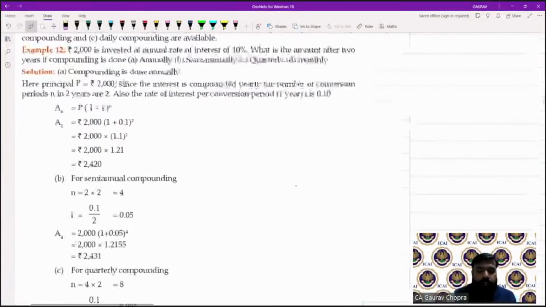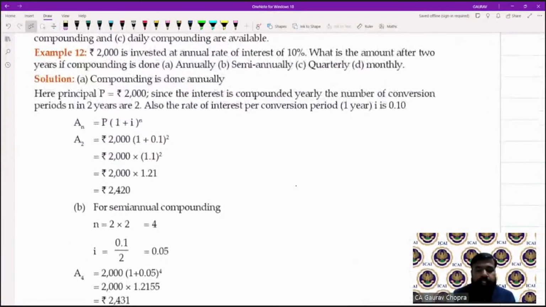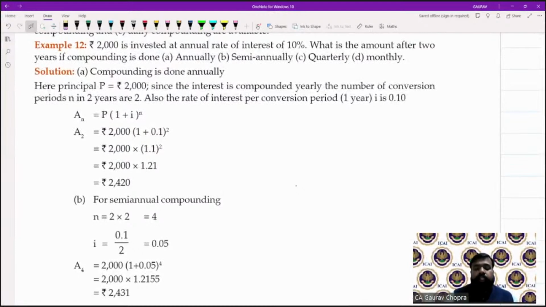Now there is one question. 2000 is invested at annual rate of interest of 10%. So 2000 is the principal, 10% is the rate of interest, and the compounding is to be done annually. So how to calculate amount? It's the basic question.